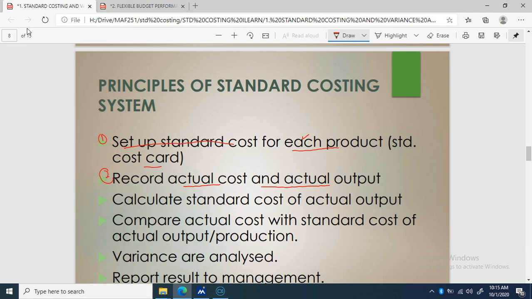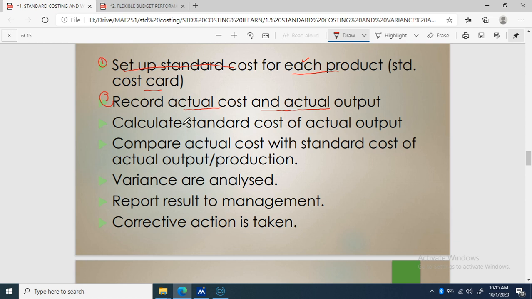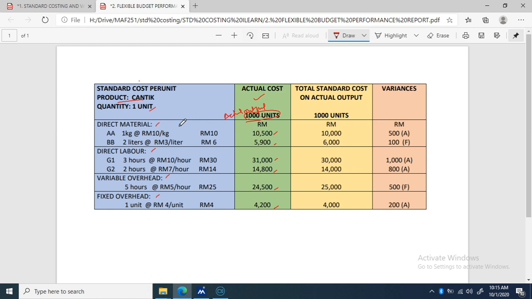Okay, the next one, number 3. Calculate the standard cost of actual output. So this is number 1, this is number 2, this is number 3. How many units of actual output? Refer to actual: the actual output is 1,000 units. So you have to record your standard cost at actual units, the same as the actual, here 1,000.